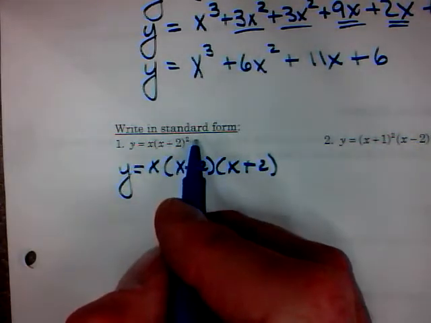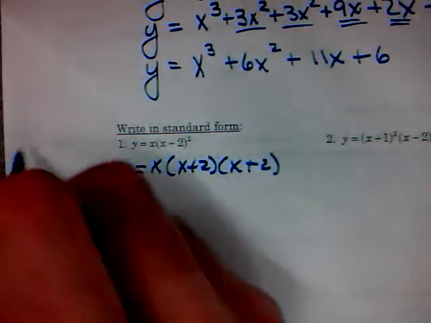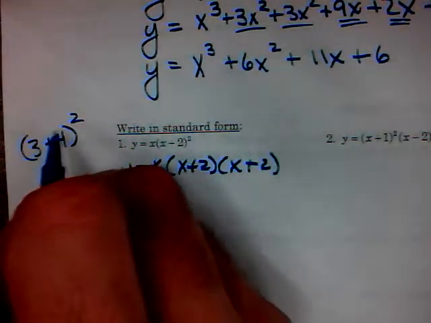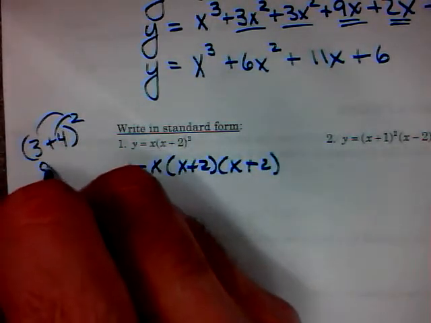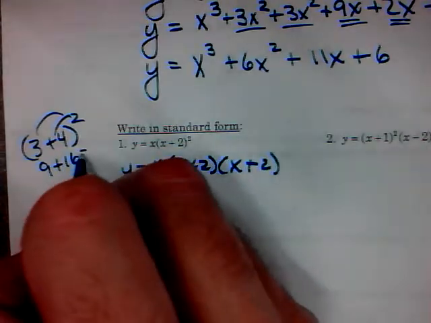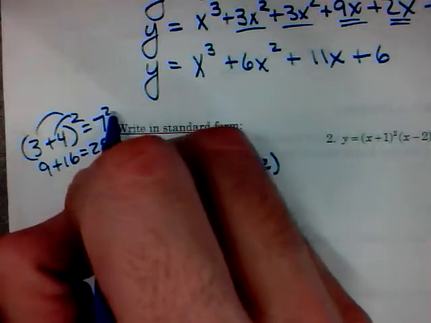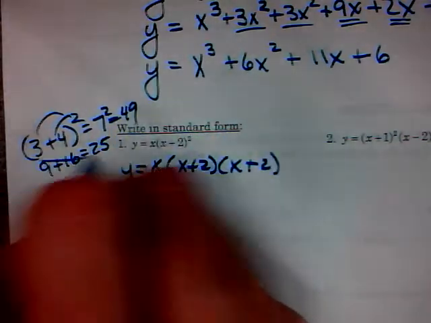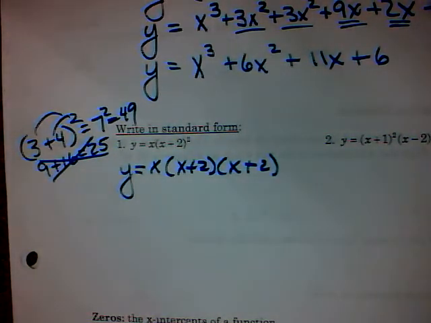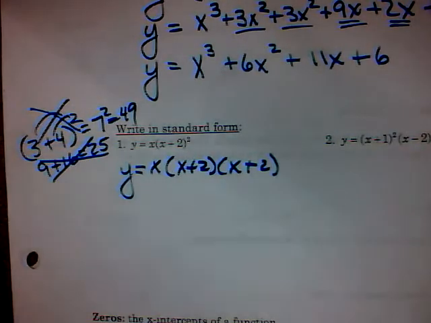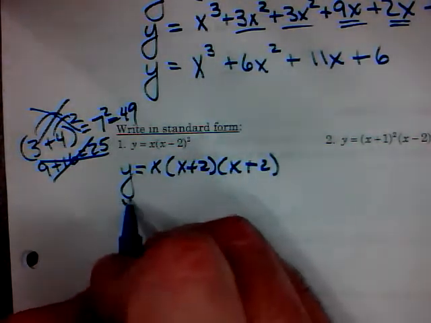distribute your power here, because if we looked off to the side, if you had 3 plus 4 squared, if you distributed that, that would be 9 plus 16, which would be 25, but 3 plus 4 is 7 squared, which is 49, so that does not work. Okay, so this is bad. You cannot distribute.